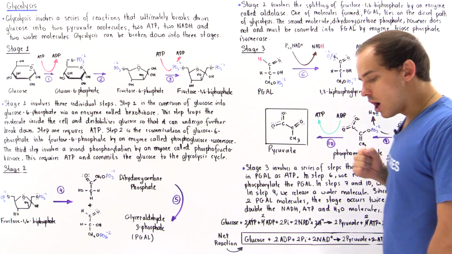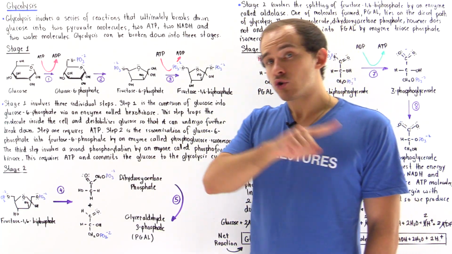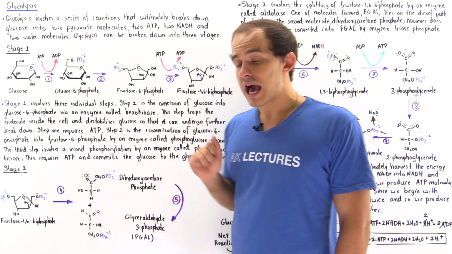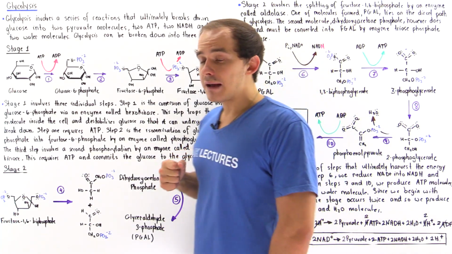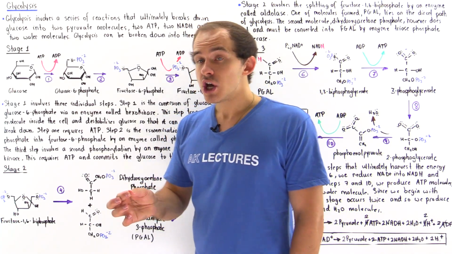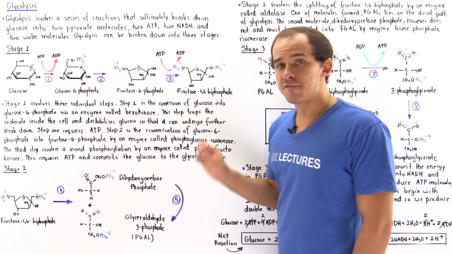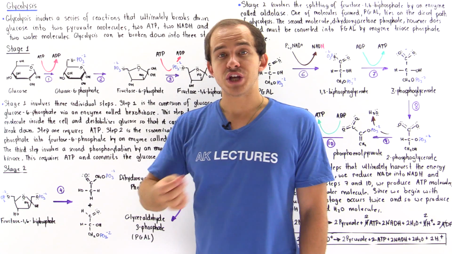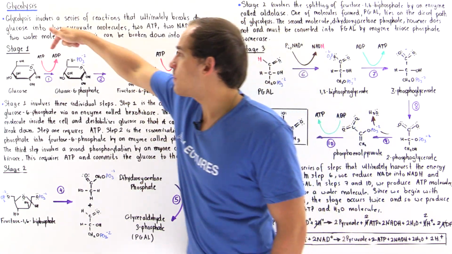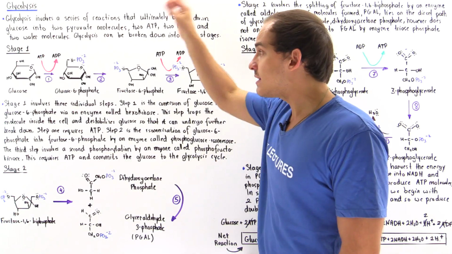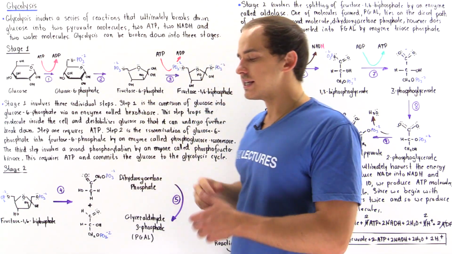So in stage 1, we take the glucose, we transport that glucose across the cell membrane into the cytoplasm of the cell, and then we use an enzyme known as hexokinase to basically transform a glucose into glucose 6-phosphate. So we use an ATP molecule, we take a phosphate group from the ATP molecule and transfer it onto our glucose. So we form glucose 6-phosphate.